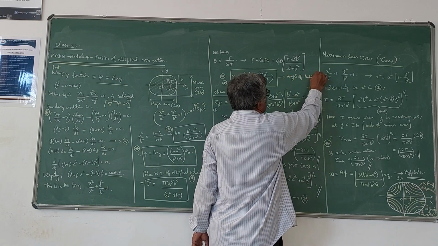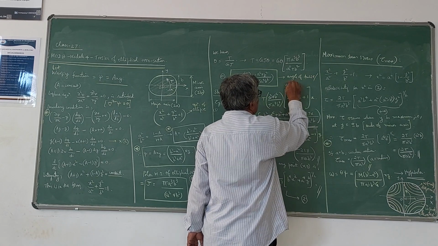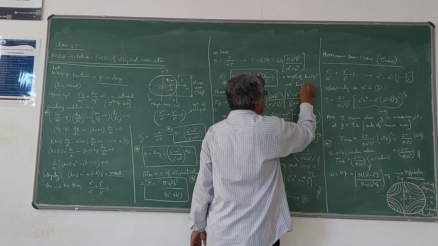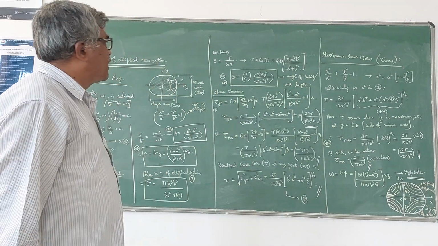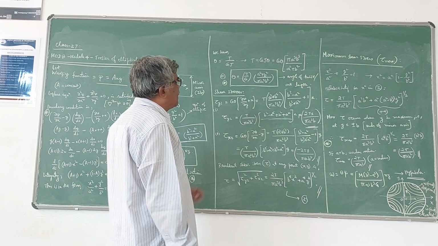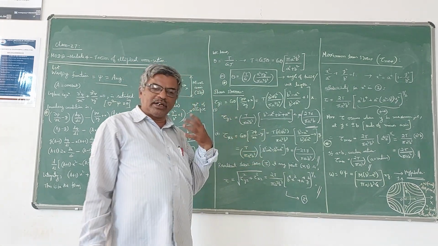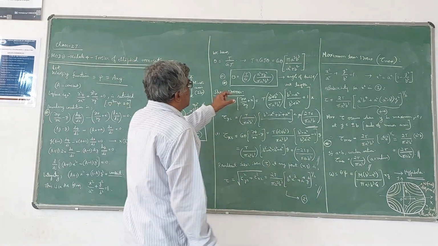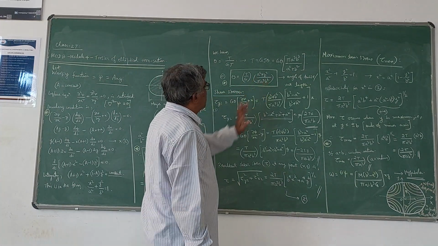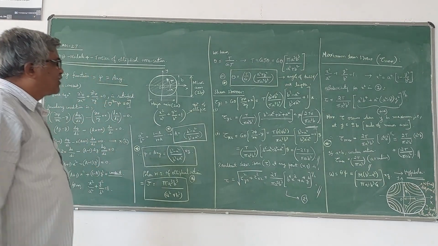So in the exam, they may ask this derivation. So you have to practice this. They may ask: what is the derived expression for the angle of twist per unit length in the case of an elliptical cross section subjected to torsion? So theta is equal to T by G into a square plus b square divided by a cube b cube. That is the expression for theta.